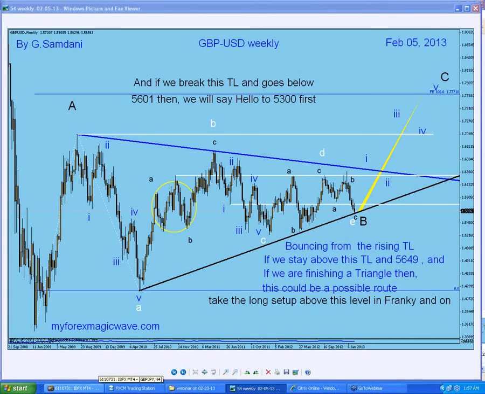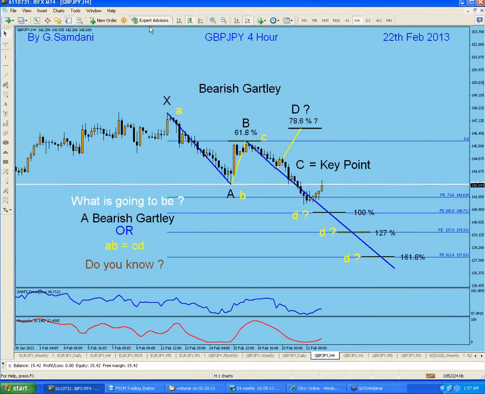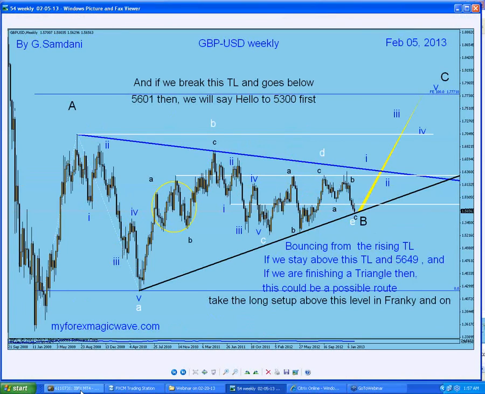So let me turn this off here. All right. And I also wrote here that if we break this tail and go below 56, then we will see 53 first. And as of yesterday, we went below 53, in fact 52, and maybe below 51, right?